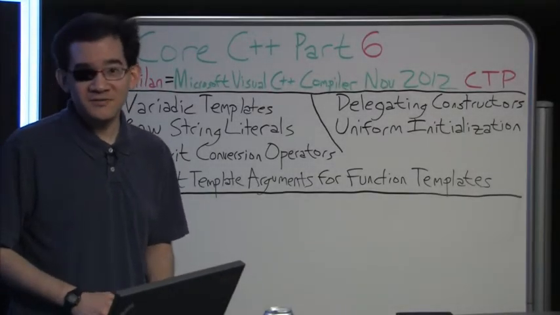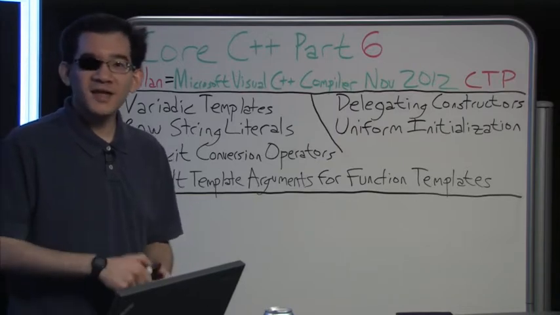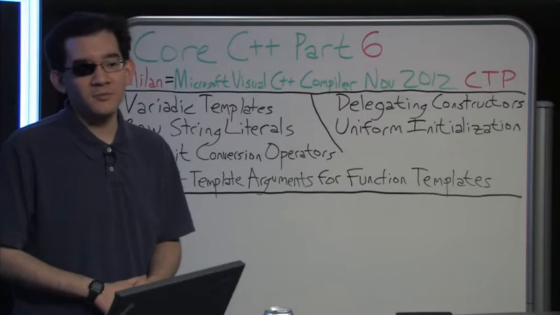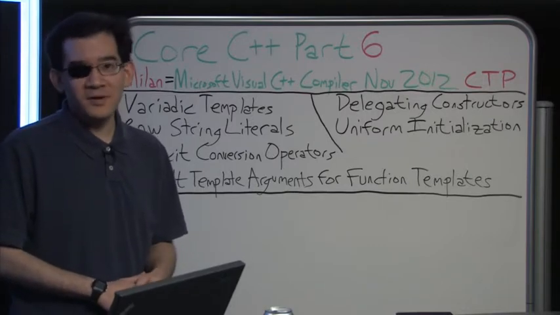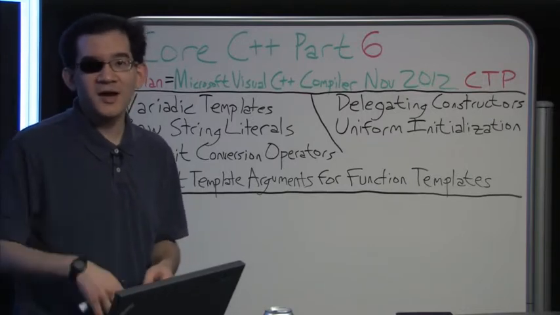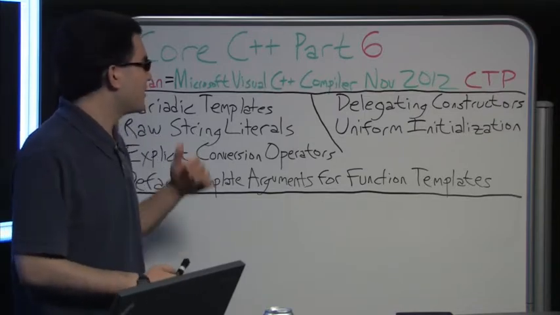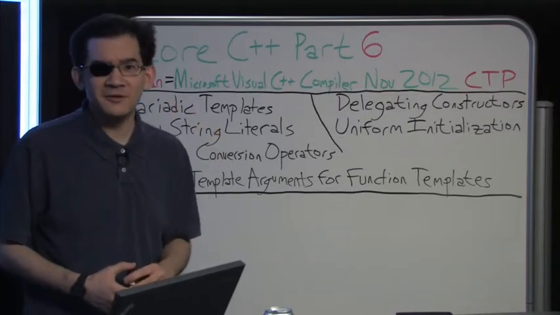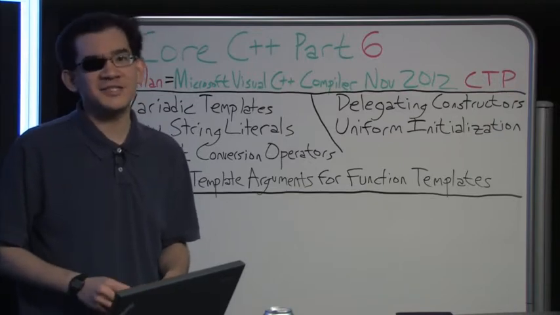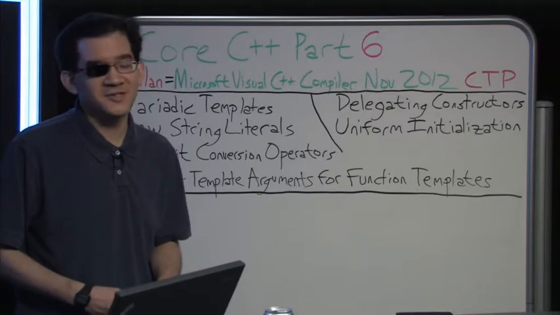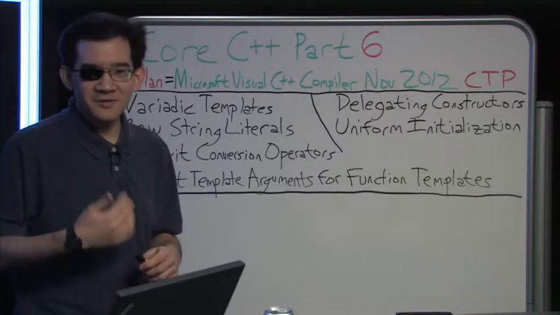I'm Stephan T. Lavavej, Visual C++ Libraries developer, and today I'll be walking you through a new release of our compiler, which is codenamed Milan. It'll be officially available. There will be a link next to the page when this video goes up. Formally, it's called the Microsoft Visual C++ Compiler November 2012 CTP, where CTP stands for Community Technology Preview. But internally, we just call it Milan.